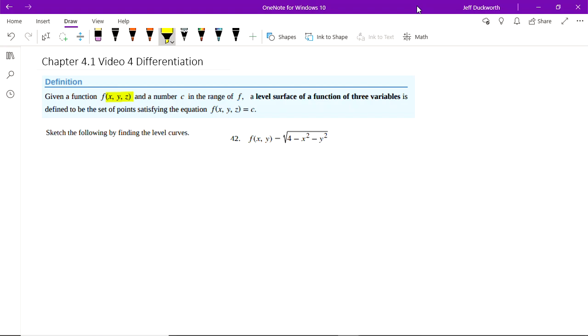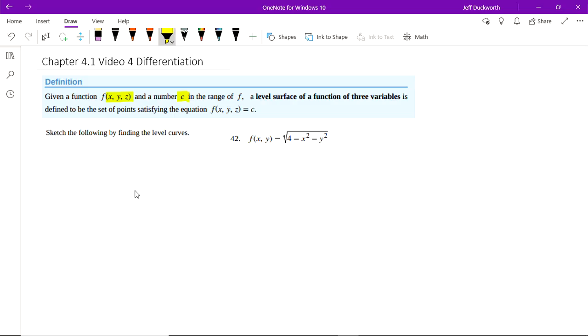All right, now we're going to look at something with an x, y, and a z in coordinates. So we're looking at three different variables here. So again, our function there, it's f of x, y, and z. We're going to pick a number c, and that's got to be in the range of whatever our function is. So we're going to have to figure out whatever that is.